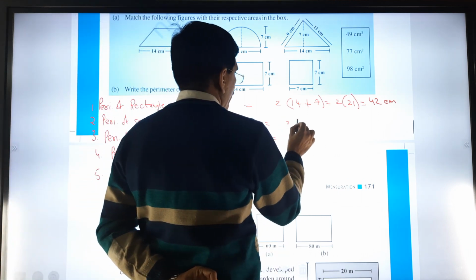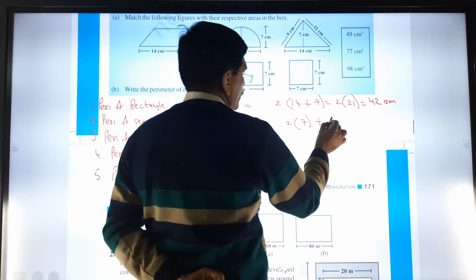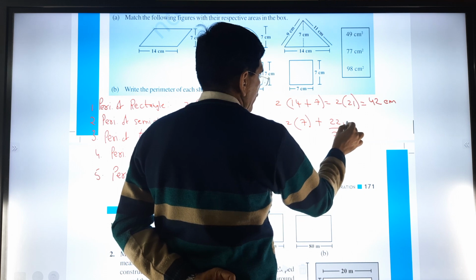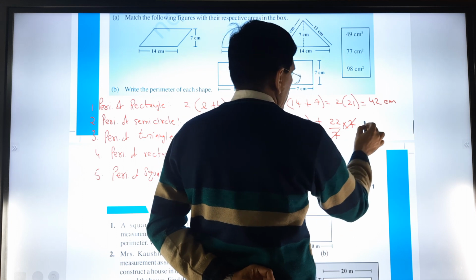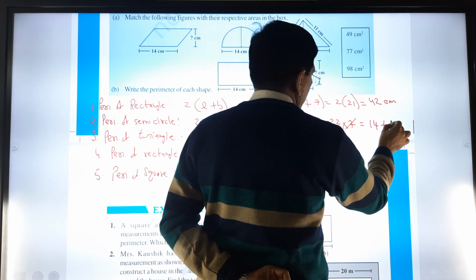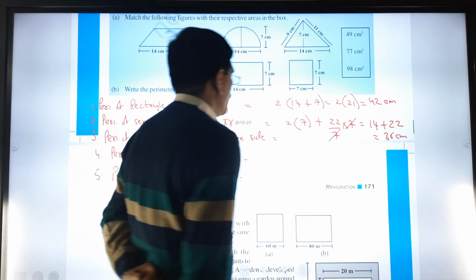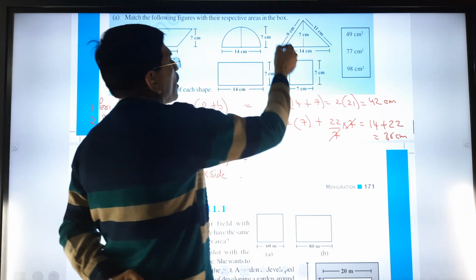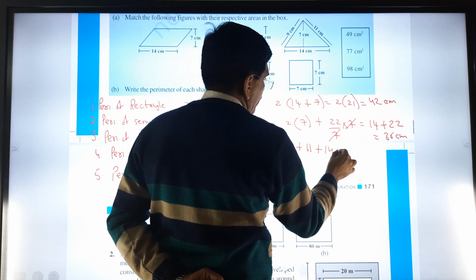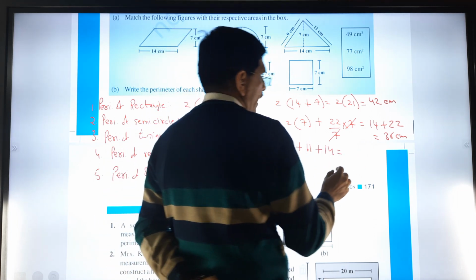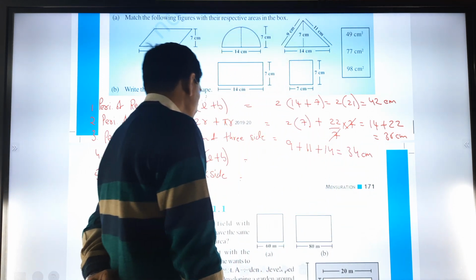Now here 2 into r. What is r? 7. Plus pi into r. Pi is 22 by 7 into r, 7. This 7 cuts. 2 sevens are 14 plus 22, that is 36 centimeter. Here only sum of 3 sides, that is 9 plus 11 plus 14. So 20 plus 14, that is 34 centimeter.